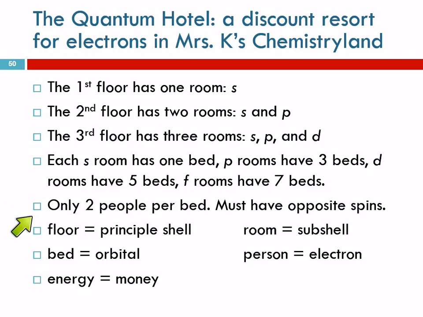So there's some rules. There can only be 2 people per bed. No sleeping on the floor allowed. Okay, 2 people per bed, and those people must have opposite spins. What the heck does that mean? Well, there are a couple of different ways that you could interpret spin in the analogy. I don't want to offend people, so I'm going to go with one that has to do with Fort Snelling in St. Paul, Minnesota. How's that for random?